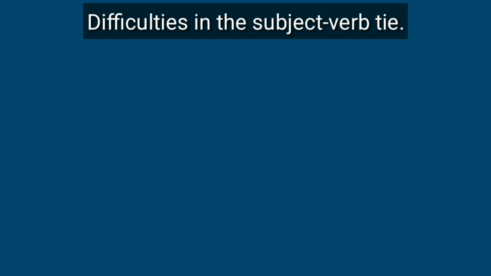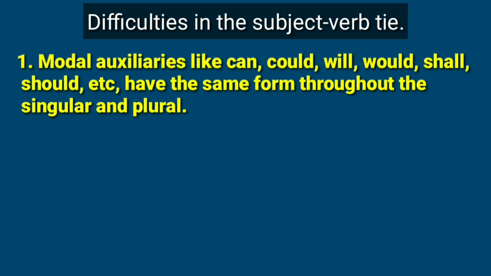There are some difficulties in the subject-verb relationship. We will study them one by one. The first difficulty is that modal auxiliaries like can, could, will, would, should, have the same form throughout the singular and plural.